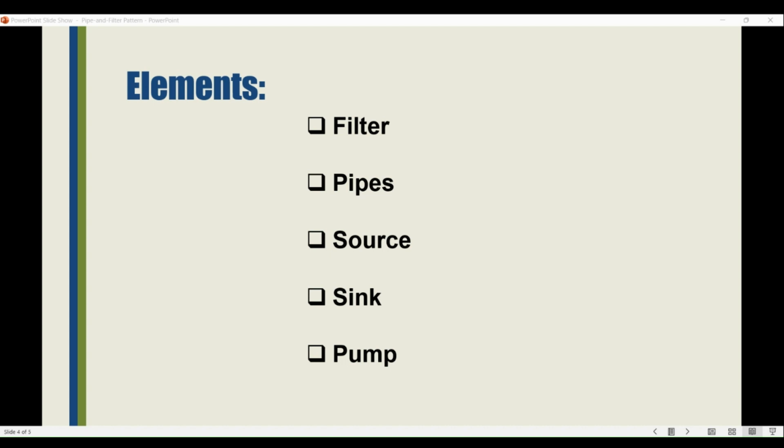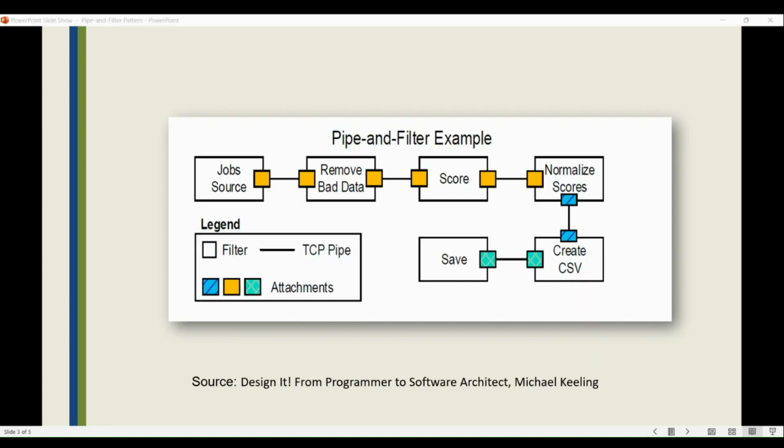So filters are the processing elements that operate on the data as it flows through the pipeline, as we can see here in this diagram. Each filter performs a specific operation on the data, such as filtering, transforming, or aggregating it. Here we have remove bad data, score, normalize score, create CSV, and then finally saving it.